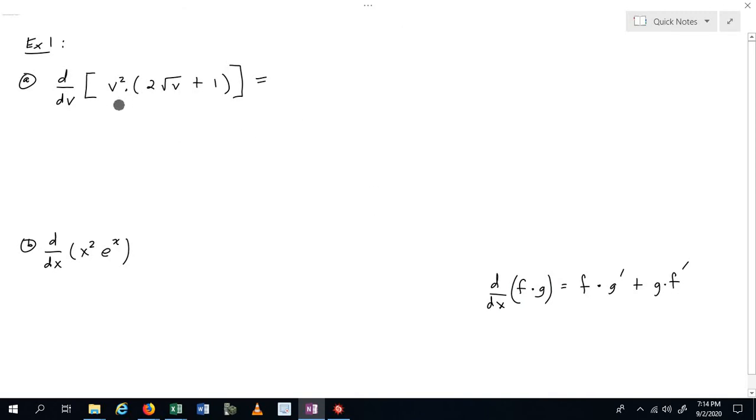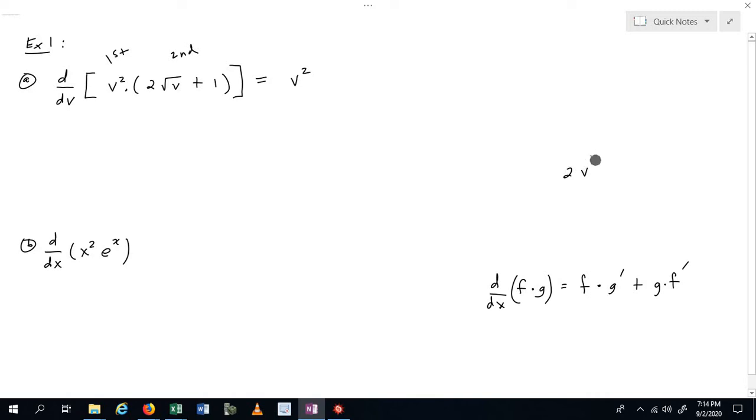Okay, so here's a case where again we're trying to find the derivative of the product of these two functions, and let's use the product rule to see what we get. Let's call this the first, and the thing in the parentheses, that's the second function. According to the product rule, this is the first times the derivative of the second.